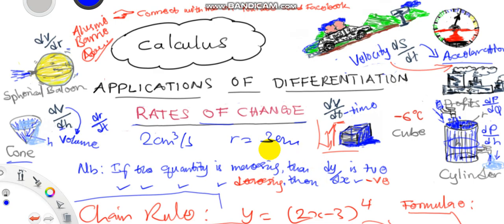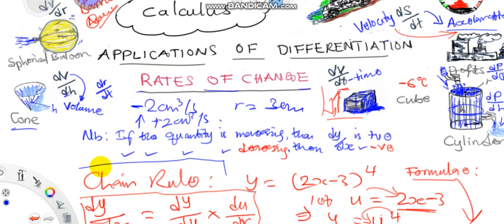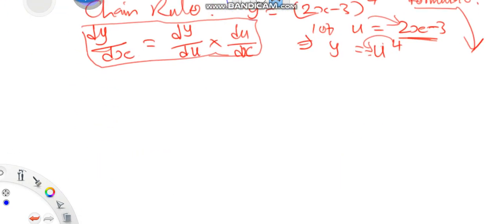Something you have to note, like I said earlier, the decrease in volume will be represented with a negative sign. Remember, it is decreasing, so we have to say minus 2. If it was increasing, it would have been positive 2 centimeter cubed per second. I was just explaining here. Let's go down, give ourselves some space so we can solve this problem properly.